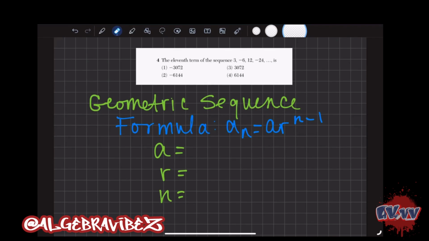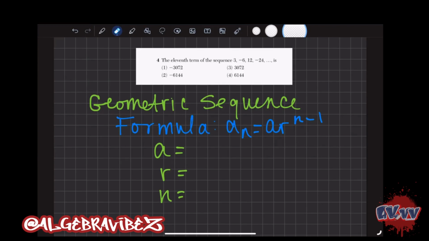This is just a real quick test tip. If you take a look at the sequence, it goes positive, negative, positive, negative. Therefore, we can actually get rid of two choices off the bat: numbers 1 and 2. So now we have a 50-50 chance.